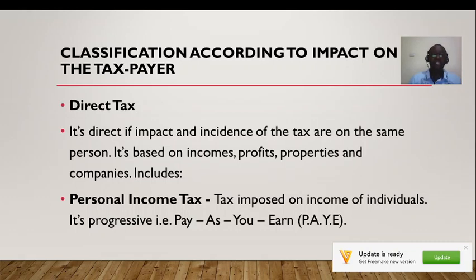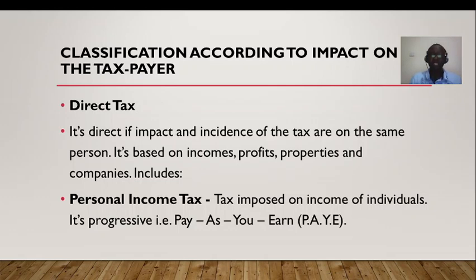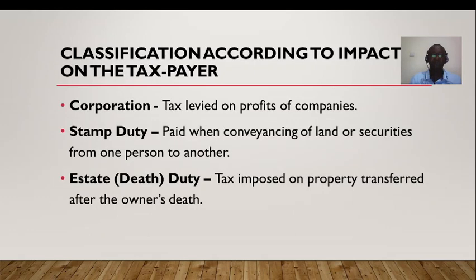Now, it is direct if the impact and incidence of the tax are on the same person. It is based on incomes, profits, properties, and companies. It includes personal income tax. This is tax imposed on the income of an individual. It is progressive, for example, pay as you earn, that is PAYE, which is put into brackets.